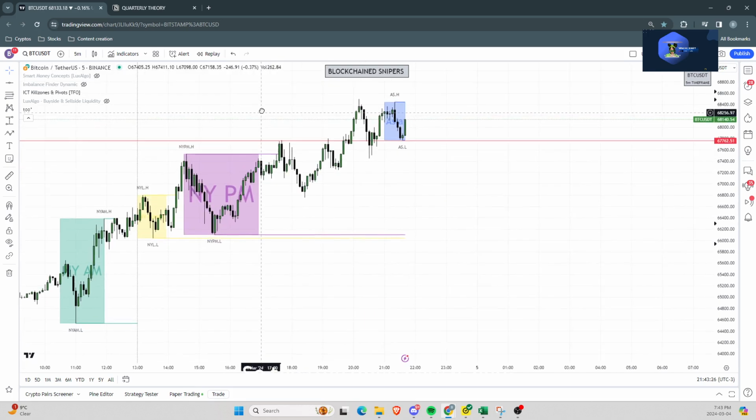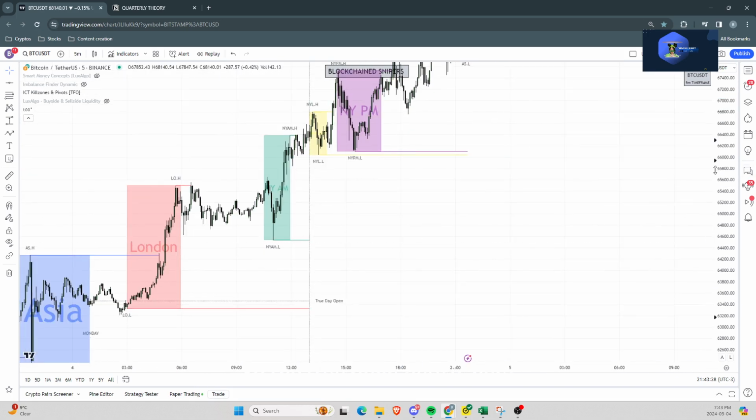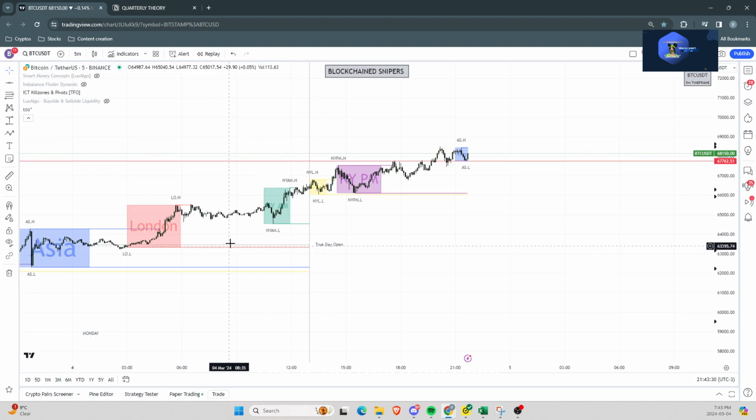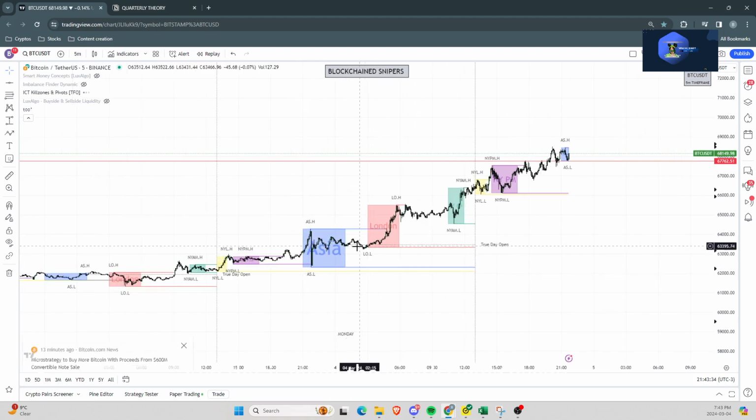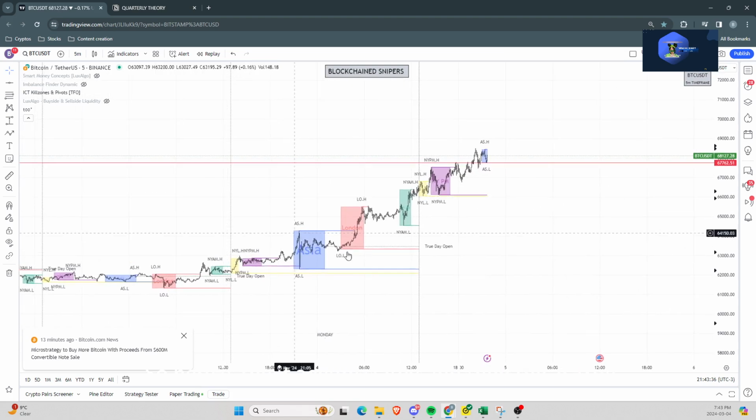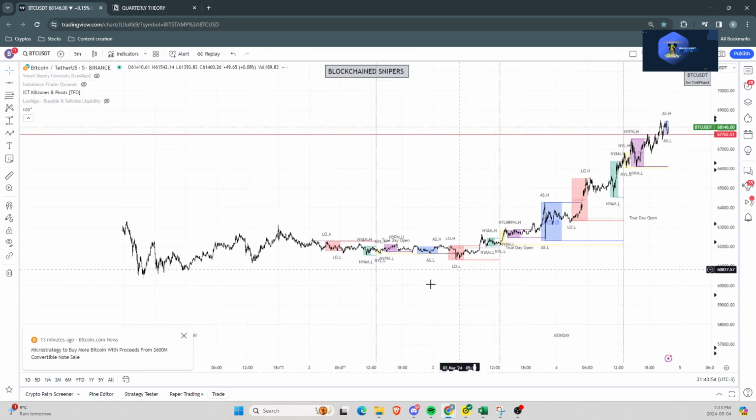So the true open here is here. This is the true daily open, and this is when the Judas swing occurs. So here you see it accumulated, and then this is the true open, and then you buy below the true open, because you are in a bullish structure, and then you buy here, and then it goes up and up and up.